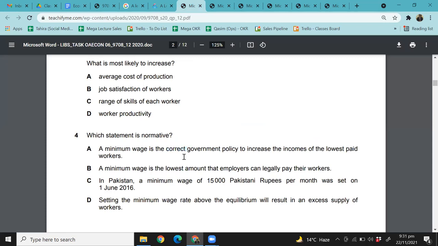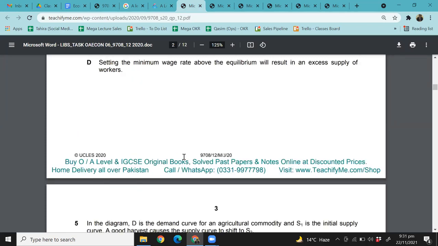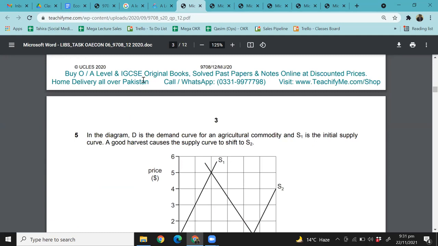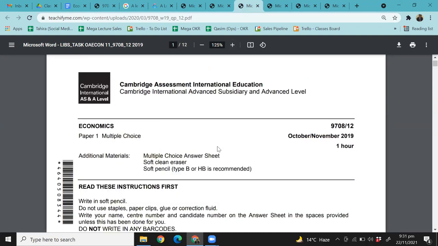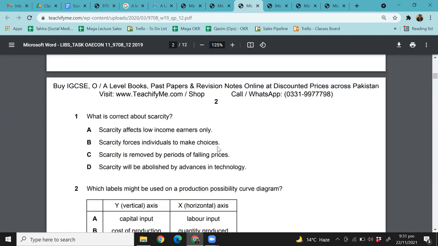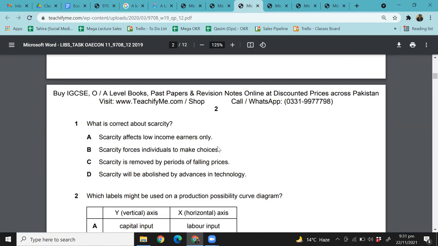Any confusion? Okay, next question. Now, this is the demand and supply that we haven't studied, so let's skip this question. Let's move to the next paper. Okay, next paper is this. What is correct about scarcity?